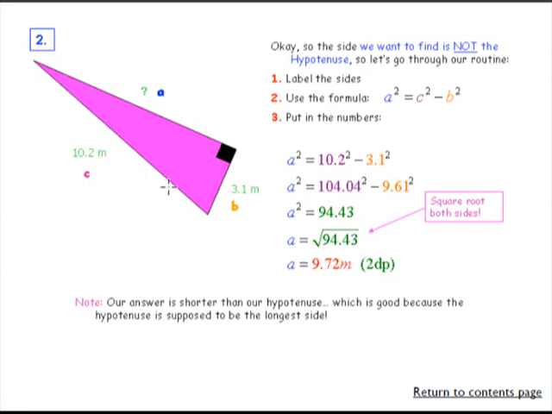You say c squared is equal to a squared plus b squared, and then when you make a subject, you remain with a squared is equal to 10.2 squared minus 3.1 squared. Disregard these superscripts, it's a typo error. Then you remain with a squared is equal to 104.04 minus 9.61, which is 94.43. You find the square root of both sides to make a subject, and you get 9.72 meters. So you always state the units that you are given.